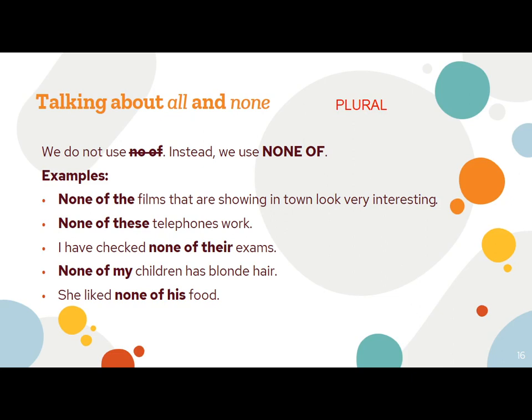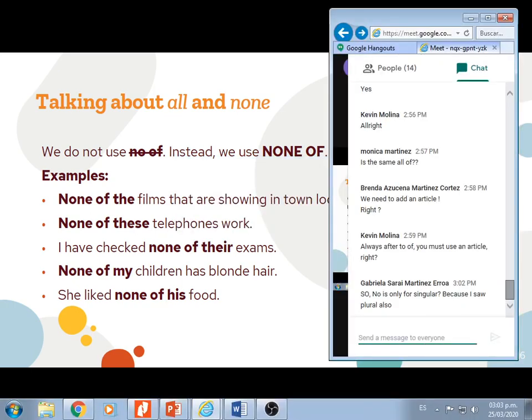She liked none of his food. Yeah, you're very specific. But if you're talking about general, she liked no food. Might be like that. The same case, "none of" is going to be for something more specific. No, you can use it with both.